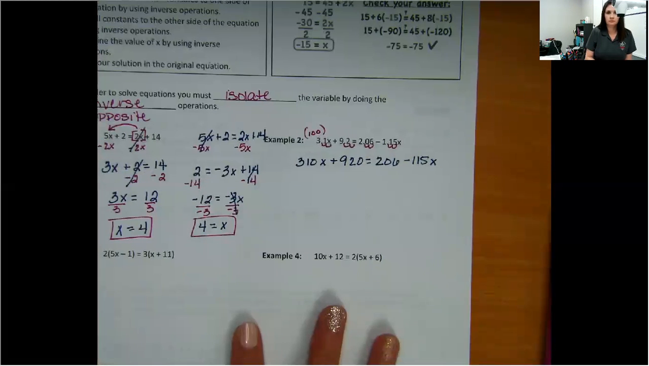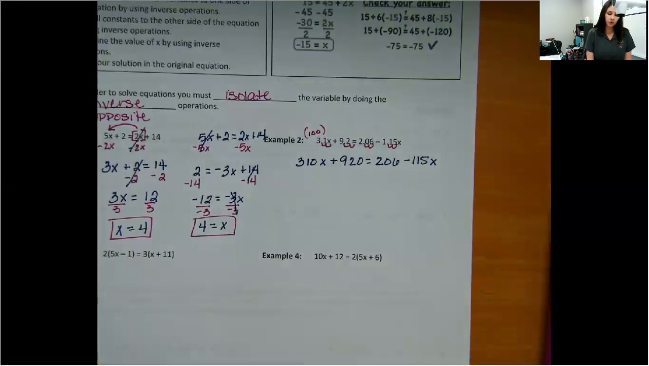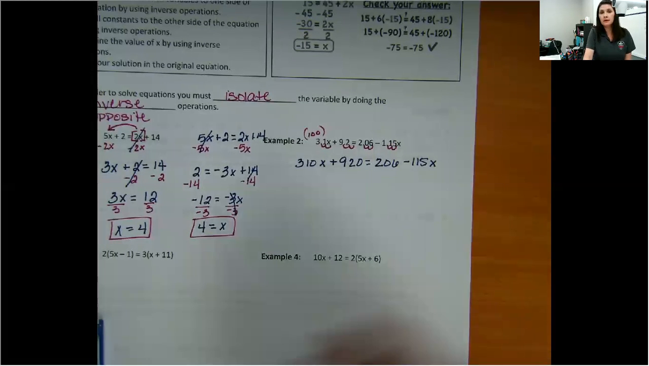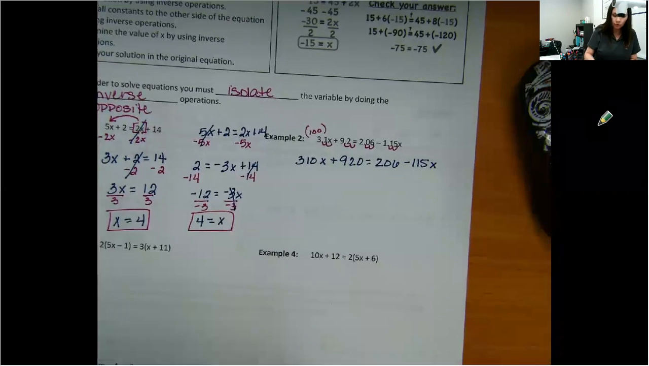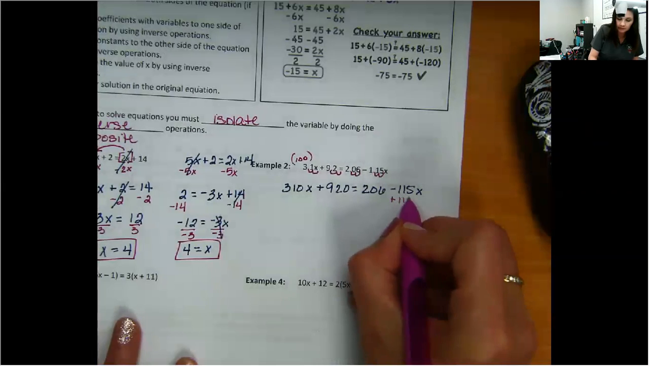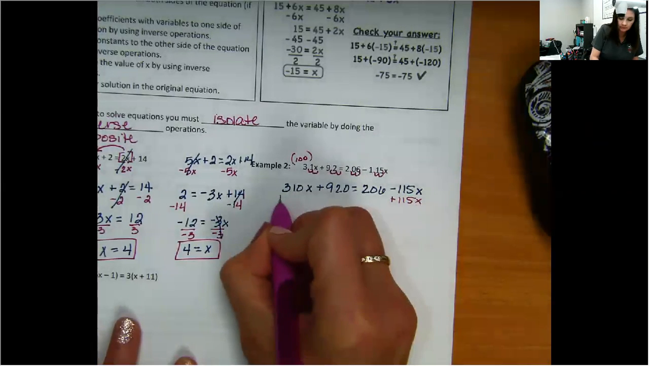Okay, so you should have gotten 310x plus 920 equals 206 minus 115x. And now we're just going to solve like normal. So I want you all to do the next step. The next step, you should add 115x to both sides.